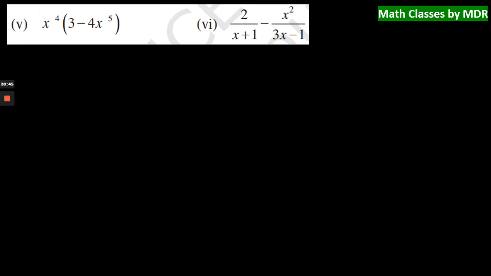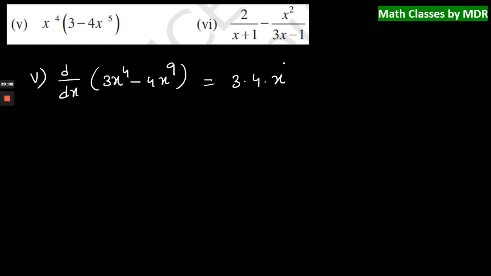Now let's see the fifth one. x to the power 4 into (3 minus 4x to the power 5). So you can simplify it and differentiate this. What do you get on simplifying? 3x to the power 4 minus 4x to the power 9, since x to the power 5 into x to the power 4 is x to the power 5 plus 4, that is 9. That's it, the problem is over.